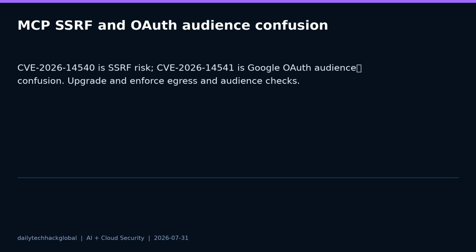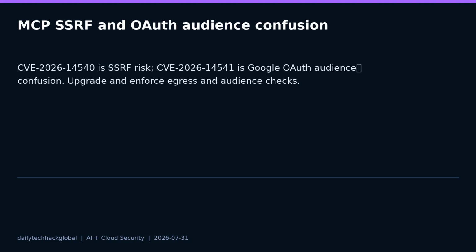CVE-2026-14541 is high-severity authentication bypass and audience confusion in the Google OAuth provider when MCP support is enabled without an explicitly defined audience or client ID. The fixed path is to upgrade to a corrected release, verify the Google pull request guidance, define expected OAuth audiences, and add network egress allow lists around agent infrastructure.